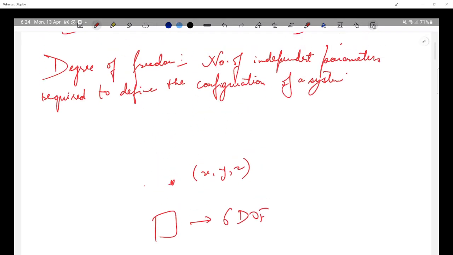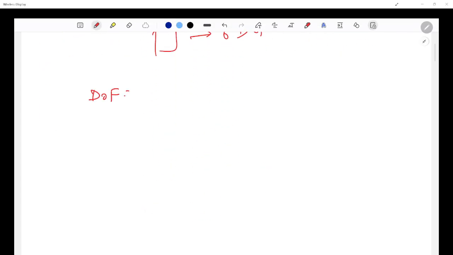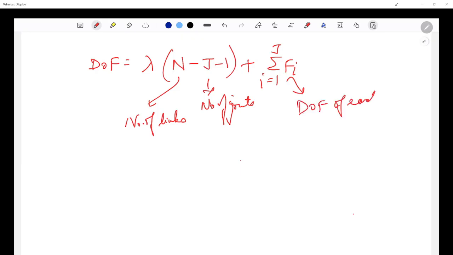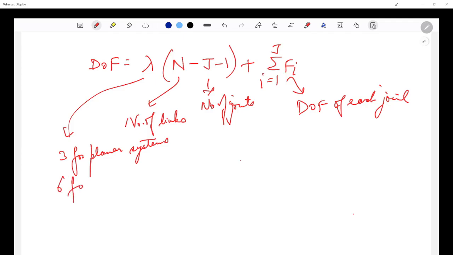And how do you find out degrees of freedom? It is found using this formula, which is very important, where n is the total number of links, j is the number of joints, fi is the degree of freedom of each joint, and lambda is 3 for planar systems and 6 for spatial systems.